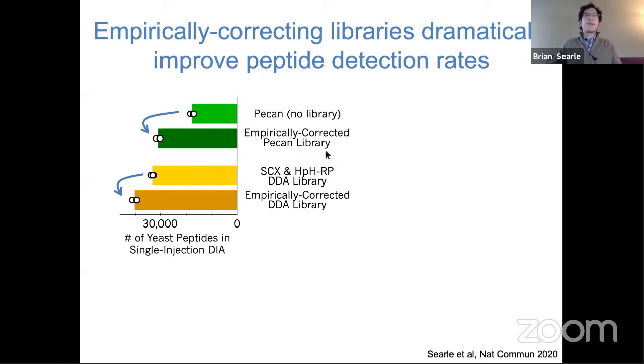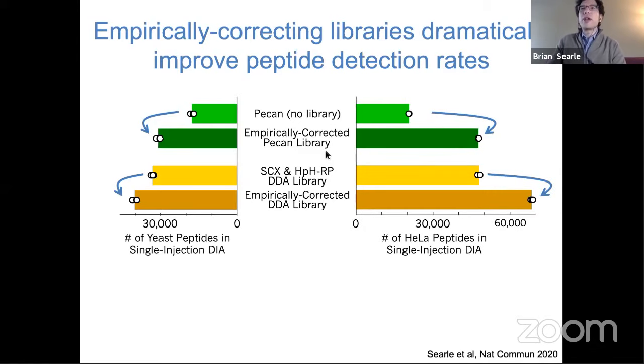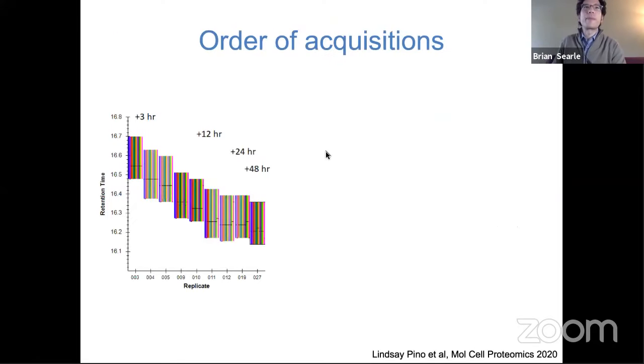So we see typically very high improvement in terms of the number of detections that we make between single injection measurements. So for example, when considering a library, we can essentially see about 50% more peptides than we would typically see with that same type of experiment, just using a DDA library.